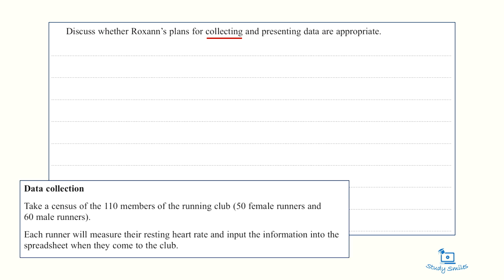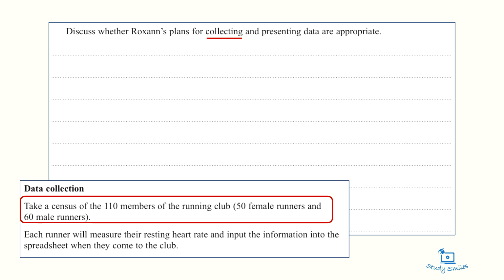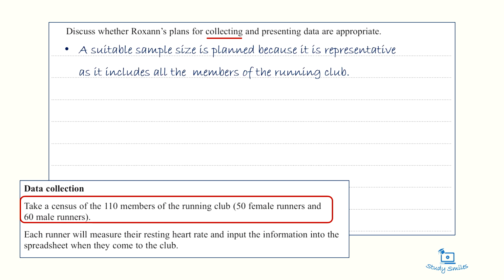So let's look at answering the data collection element first. Of course, we need to refer to the information in the question and consider whether it is appropriate. Firstly, Roxanne plans to take a census of the 110 members of the running club, 50 female runners and 60 male runners. For this, I'm going to say a suitable sample size is planned because it is representative as it includes all the members of the running club. And that would get me the 1 mark.